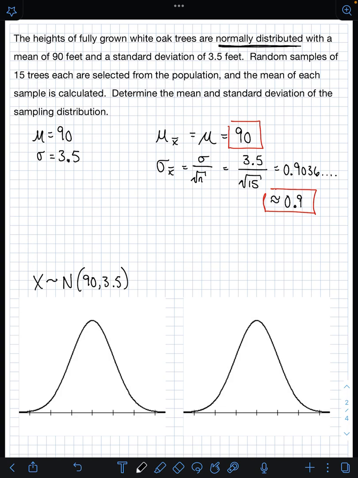That's going to put 90 in the dead center, and then for each tick mark we go away from 90, we're going to add 3.5. So here we're at 93.5, then 97, then 100.5. On the other side, 86.5, 83, 79.5.